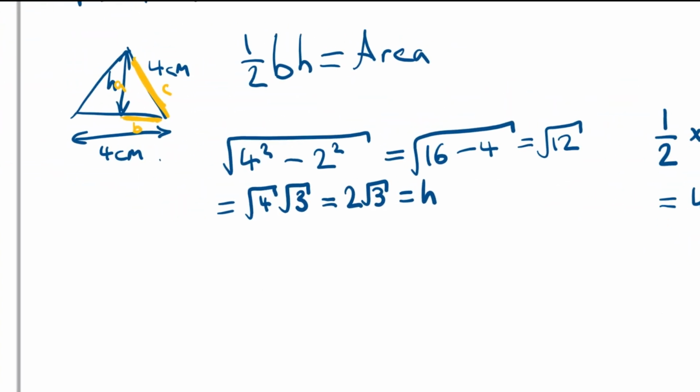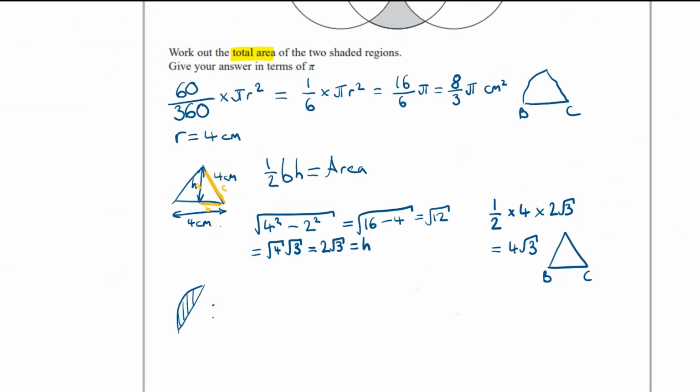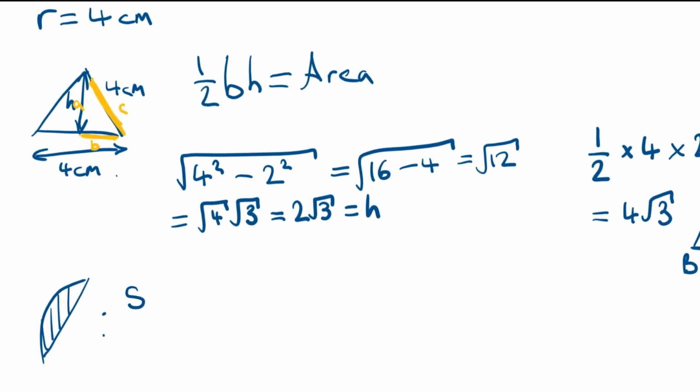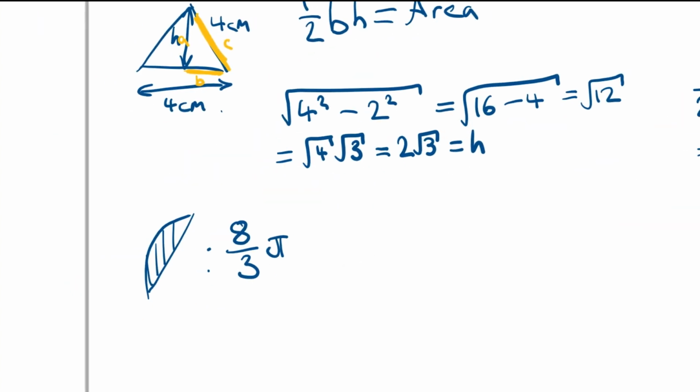So now that we have the area of the triangle, we can find the area of just the sliver, which would sort of look like this. Okay? This is going to be 8 over 3 pi. And this is going to be units of centimeters squared, by the way. 8 over 3 pi, which is, in fact, I'll draw this out.